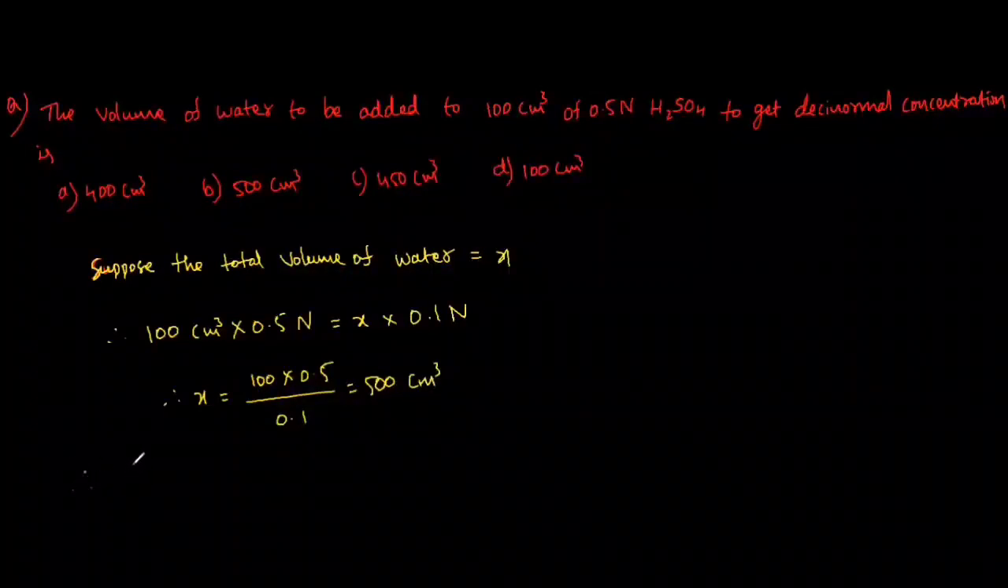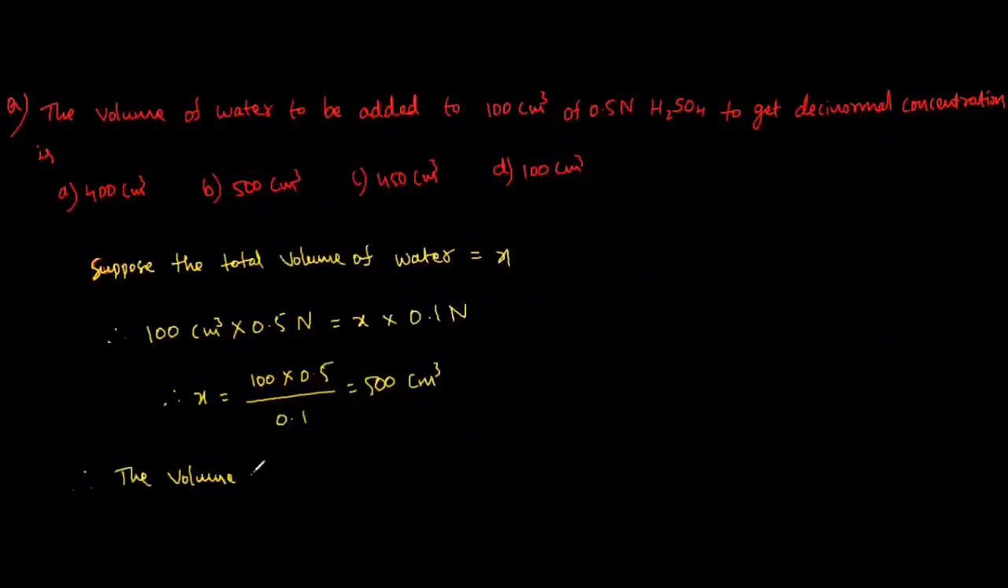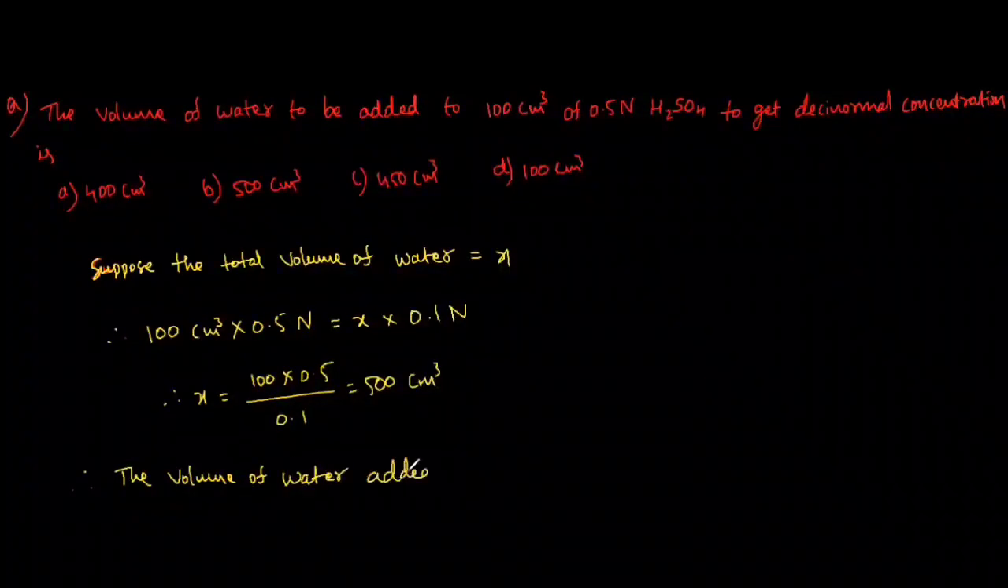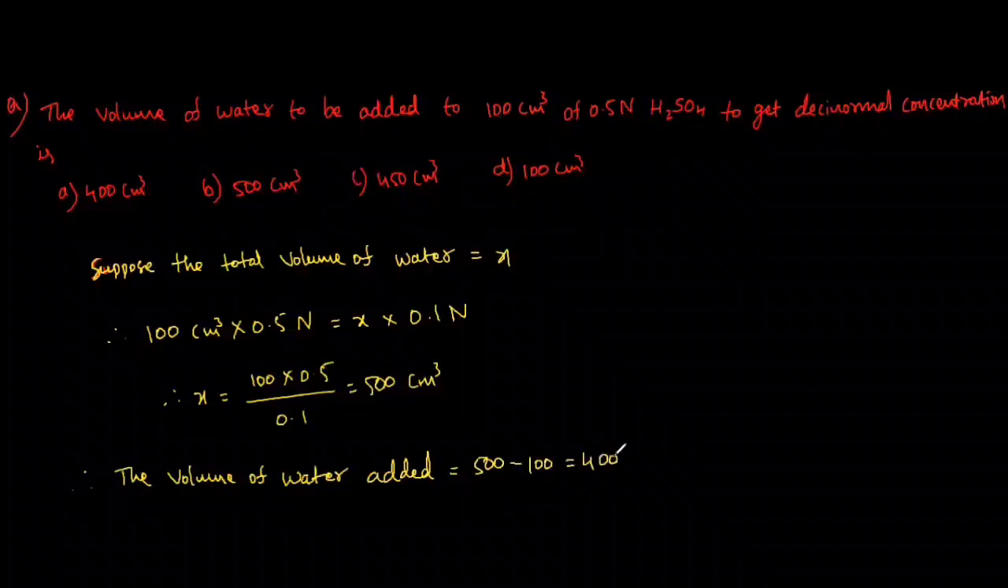Therefore, the volume of water added is the total volume 500 minus 100, which is equal to 400 centimeter cube. The answer is option A.